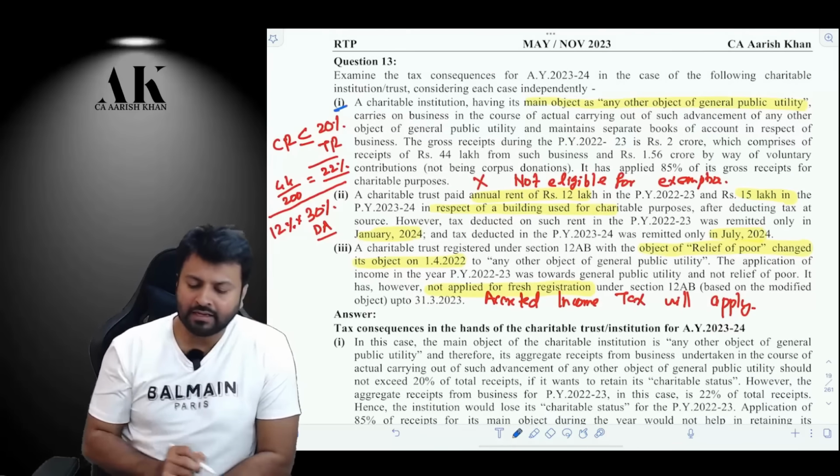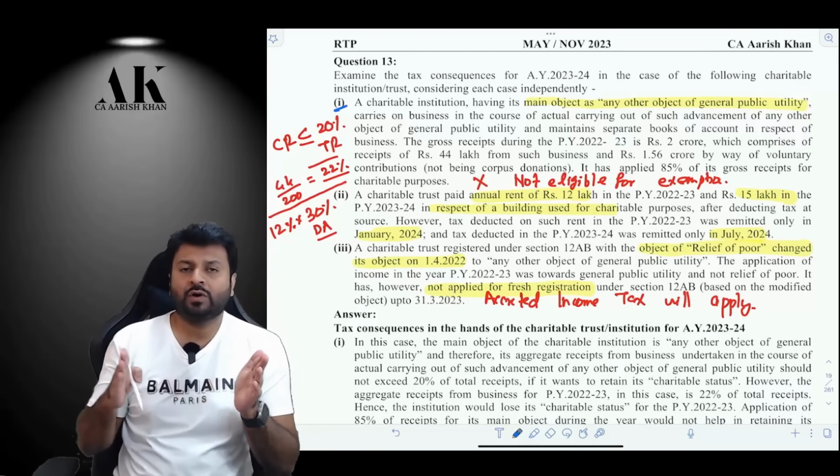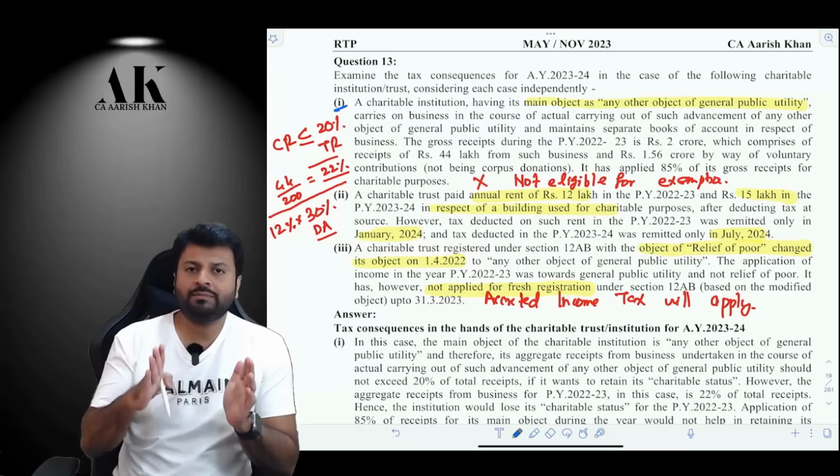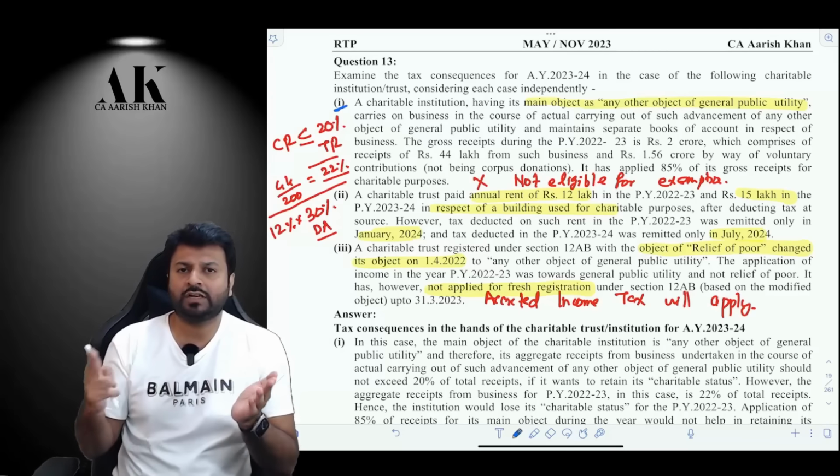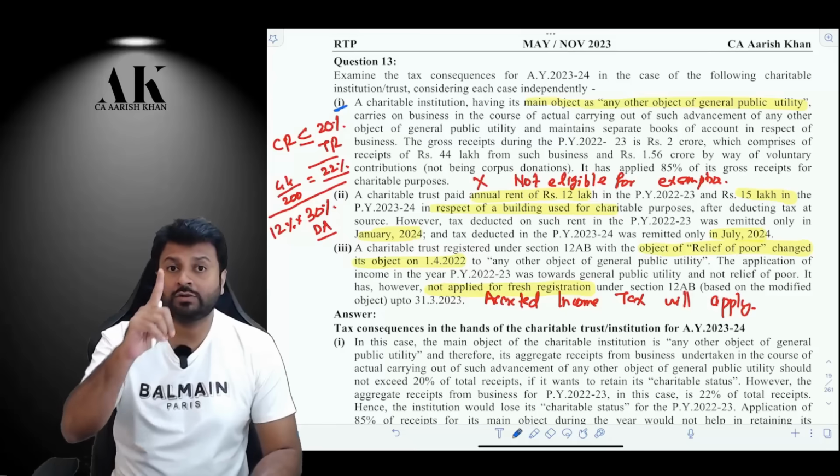First part says that the trust is registered as what? Any other object of general public utility. Now, you remember that if the trust is registered as any other object of general public utility, then the commercial receipt cannot exceed 20% of total receipt.